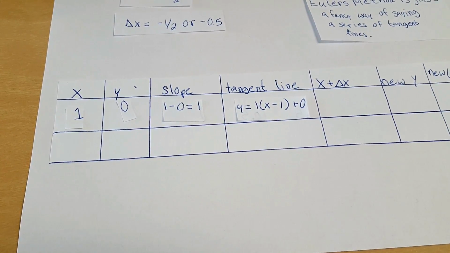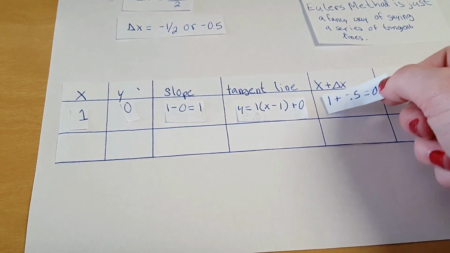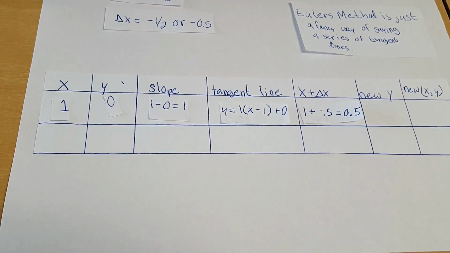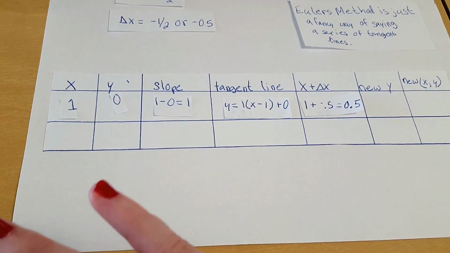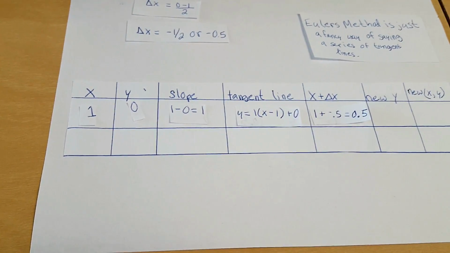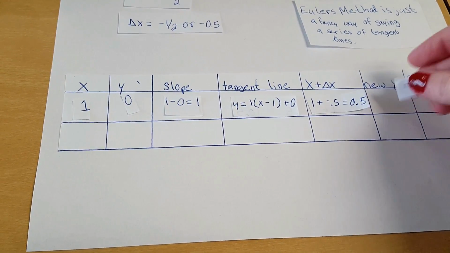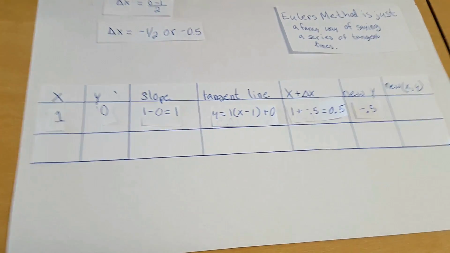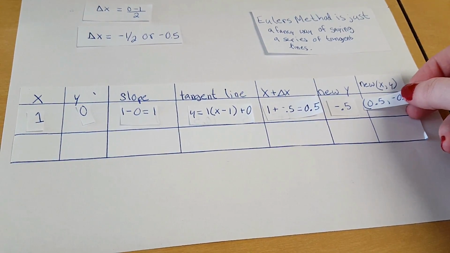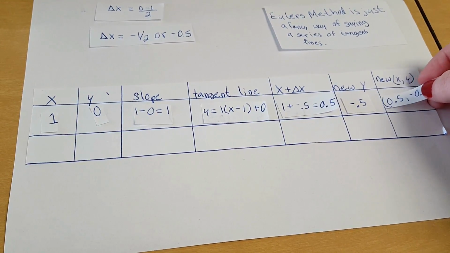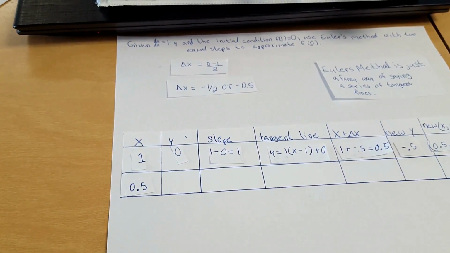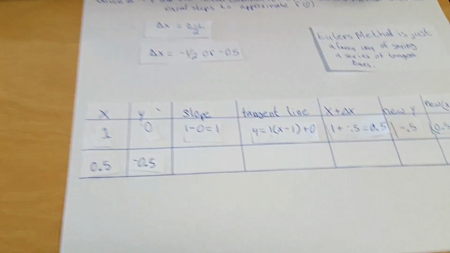And then x plus delta x, so delta x is the change in x, so 1 plus negative 0.5, which gives 0.5. And then you plug all this into the tangent line to see what the y value is, which gives you negative 0.5. And then the new coordinates are 0.5 and negative 0.5. Here are our new x and y. And then we do this over again.